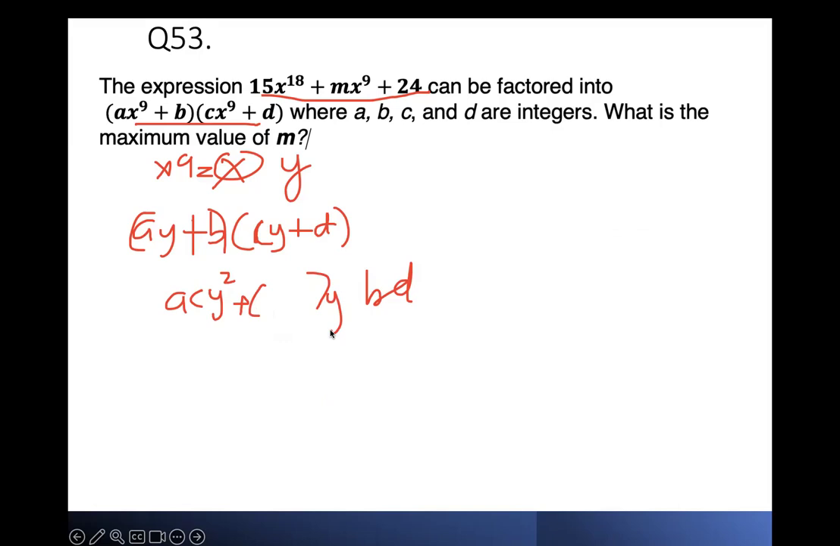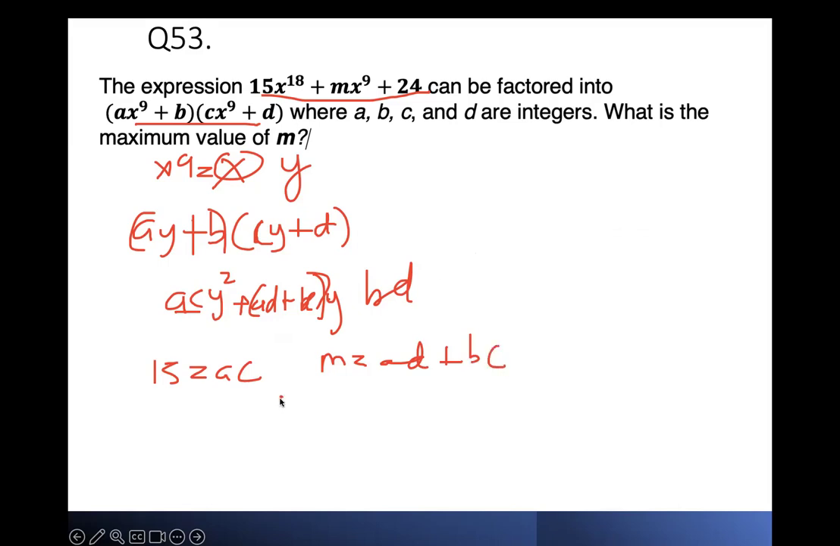I'm trying to simplify it quickly so that you can see. That's the way you do it. And the A will multiply D. So AD plus BC. That's all. That is Y. This is equivalent to that. That means 15 is equal to AC. I have 15 is equal to AC. I have M is equal to that. M is equal to what? AD plus BC.